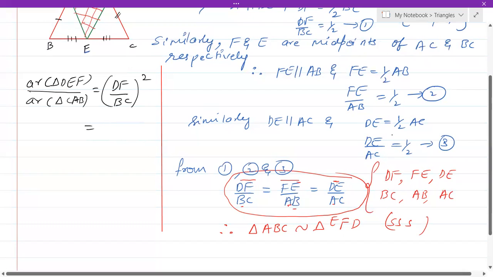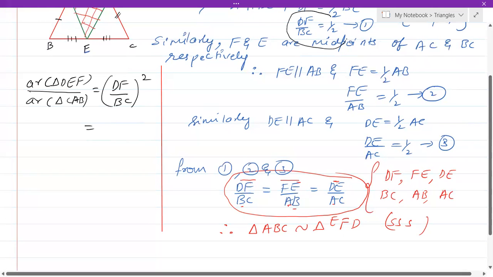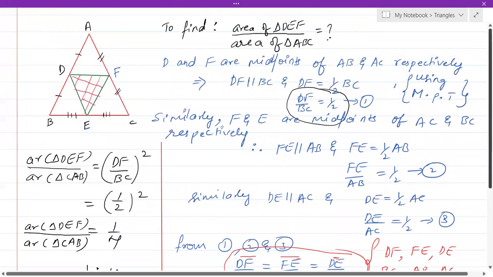But if you observe the equation 1, DF by BC, the equation 1 is here. Okay, DF by BC value is 1 by 2. So let me write 1 by 2 here, the whole square. So what is 1 by 2 the whole square? It is 1 by 4. Therefore, area of triangle DEF by area of triangle CAB or ABC is 1 by 4. Therefore, the ratio is 1:4. That's the ratio.